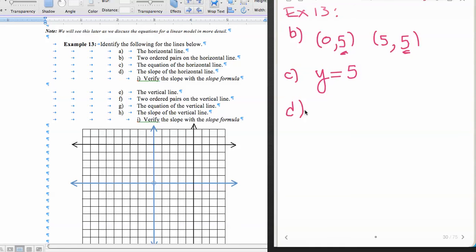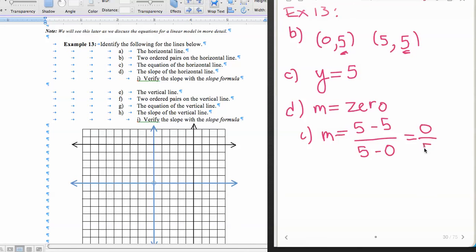And then part D says find the slope of the horizontal line. Well, it's a horizontal line. We know the slope of horizontal lines is 0, but we're going to actually verify that using the slope formula. So using the slope formula to verify that, we're going to see y2 minus y1 over x2 minus x1, ordered pair, ordered pair. So 5 minus 5 is 0, and 5 minus 0 is 5. 0 divided by anything is indeed 0, and we see the slope is indeed 0. So that just verifies what we knew before.